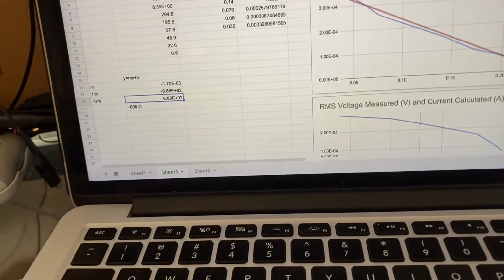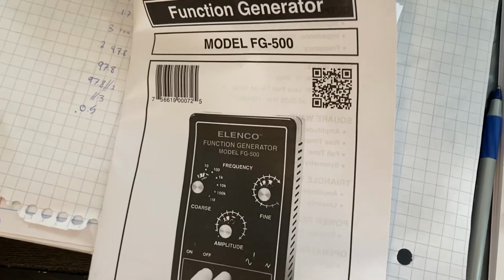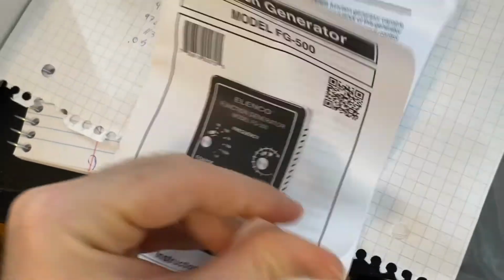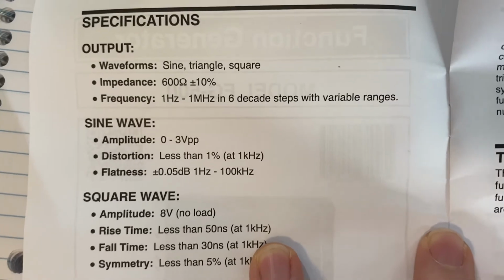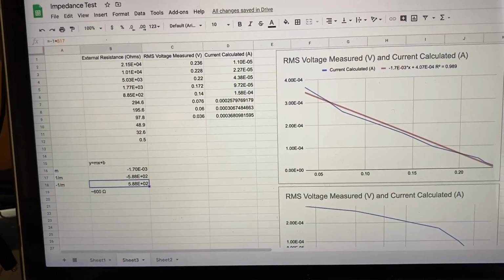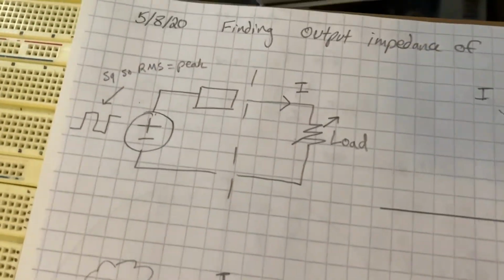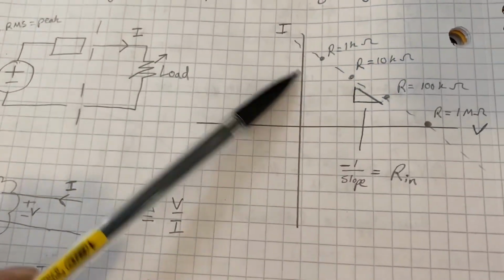And I actually found the spec sheet for the function generator I was using and measuring, and right on the inside, it was right here the whole time. 600 ohm output impedance. So it's pretty cool that we verified the correct impedance. And yeah, if you have any questions, let me know. Again, all we did was assume here's our internal impedance, we're changing the load and plotting different values for resistances.